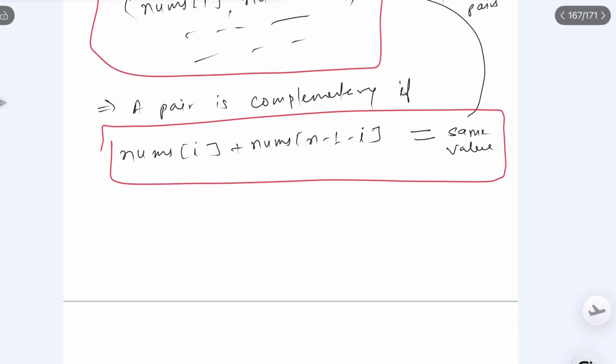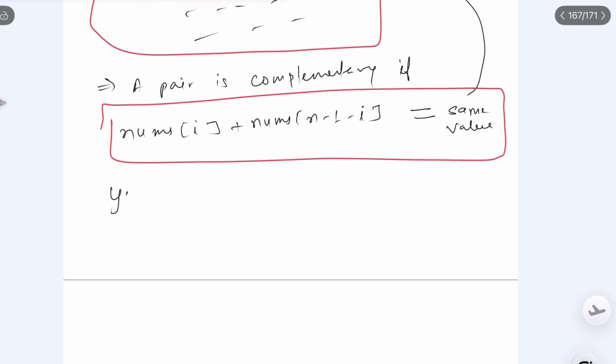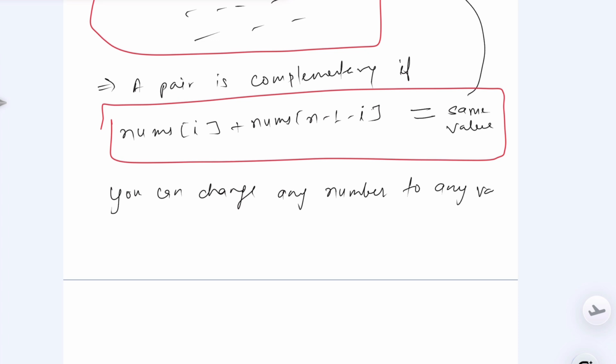What is it saying? It is saying you can change any number to any value between 1 and limit in one move. Make sure that per move we have to do. We will have many moves, but we have to find the minimum moves.